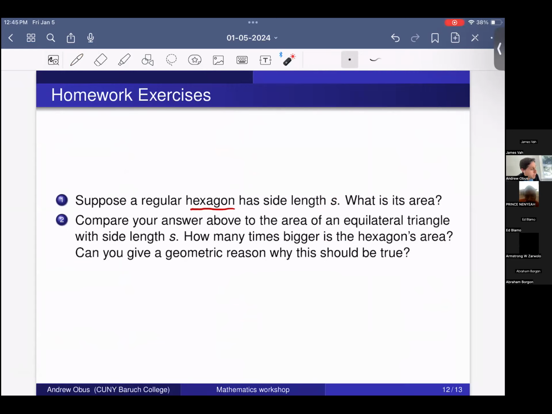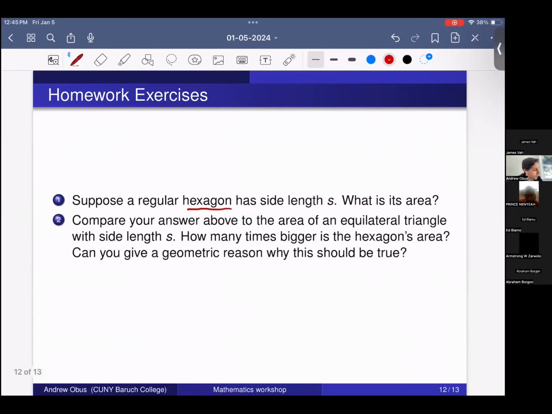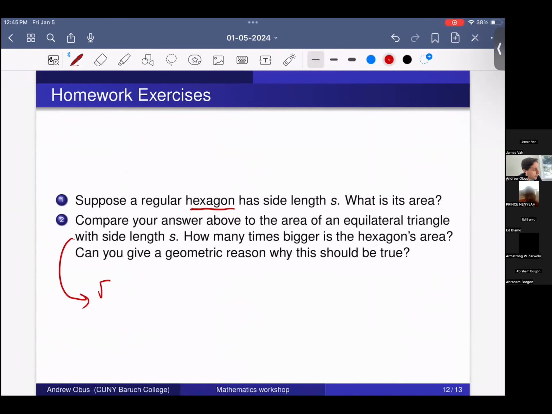And then question number 2 is compare your answer to the area of an equilateral triangle with side length s. This we already figured out. This equilateral triangle with side length s we saw as square root of 3/4 times s squared. So the question is, how many times bigger is the hexagon's area than the equilateral triangle's area? And then the question is, can you find a geometric reason? You're going to get that the hexagon has area some number of times bigger than the triangle, and then the question is, can you give a geometric reason why this should be true?